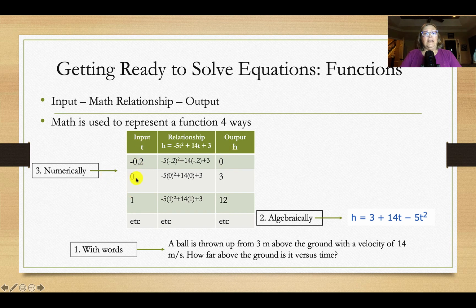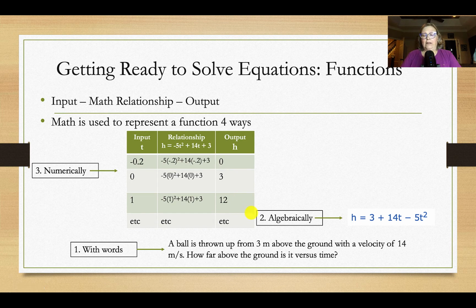If my input is t equals 0, so at time 0, this is when I'm throwing the ball up. I do expect it to be at a height of 3 meters because that's where I said I was. And indeed, when you put in time 0, you get 3. So if I put in time t equals 1 second, so 1 second from when I threw that ball up and the velocity was 14 meters per second, I'll find that the height is equal to 12 meters.